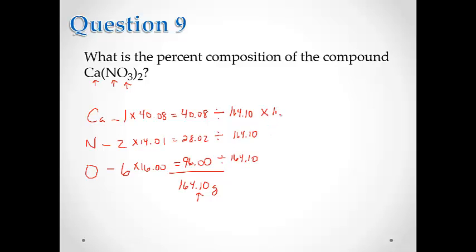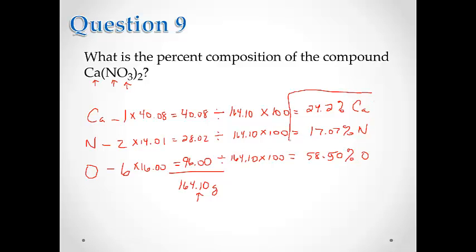And then take that answer and multiply by 100 to convert it from a decimal into a percentage. And if we do that, what I see is I'm going to get 24.2%. And I always want to put the name of the substance I'm in after that percentage sign. So it's 24.2% calcium. The next one is 17.07% nitrogen. And the final one is going to be 0.50% oxygen. And there's my final answer, so we should be circling that whole entire thing right there.